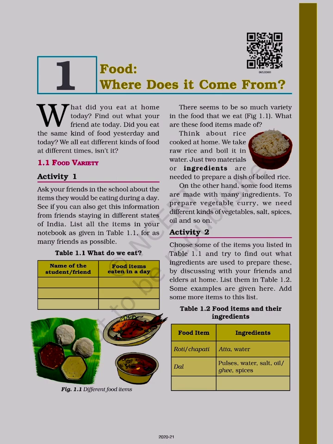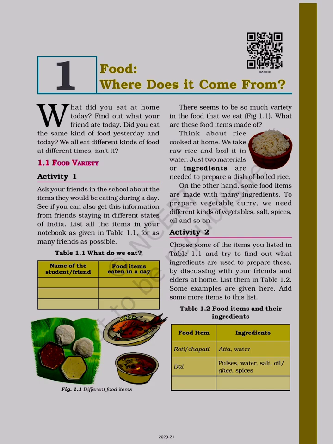There seems to be so much variety in the food that we eat. What are these food items made of? Think about rice. Cooked at home, we take raw rice and boil it in water. Just two materials or ingredients are needed to prepare a dish of boiled rice. On the other hand, some food items are made with many ingredients. To prepare vegetable curry, we need different kinds of vegetables, salt, spices, oil, and so on.